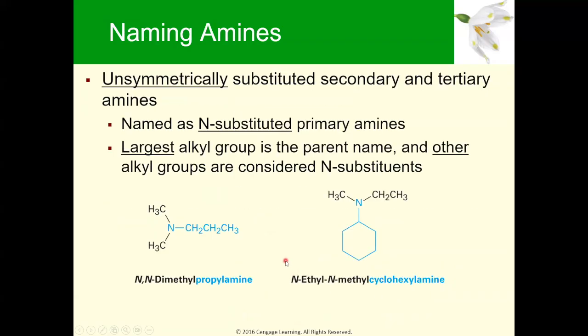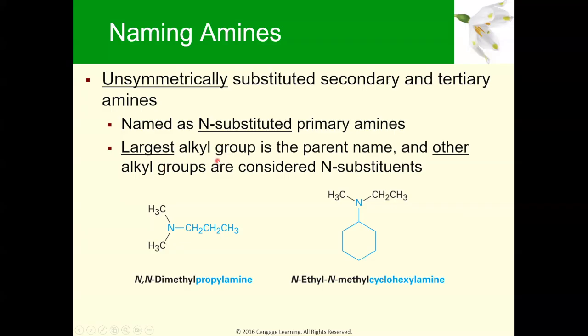Okay, well, what if they are not the same? In that case, you need to pick the one that's the longest and name it according to that. And then you would name the other substituents on the nitrogen on their own, but with an N in front to indicate that they're attached to the nitrogen. So unsymmetrical, substituted secondary and tertiary amines are first of all named as N-substituted primary amines. We kind of pretend that it's a primary amine, but then we load it up with prefixes to indicate that it's a secondary or tertiary amine. And you name it based on which substituent is largest.